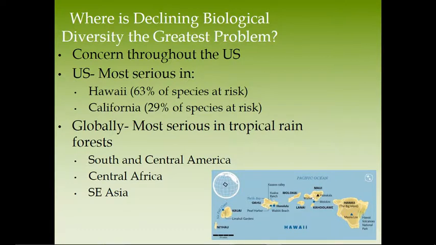Declining biological diversity is a big issue, but where is it the most serious? While it is a concern throughout most of the entire United States and most of the world, it is the most serious in Hawaii with 63% of the species at risk, and California with 29% of the species at risk. And those are pretty big numbers. In a lot of global tropical rainforests, such as in South and Central America, there are big issues with declining biological diversity, especially in the Amazon.